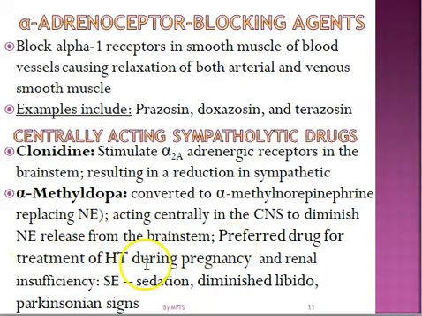It is the preferred drug for treatment of hypertension in pregnancy, and insufficiency. Side effects can also include sedation and Parkinsonism. Those are the side effects.